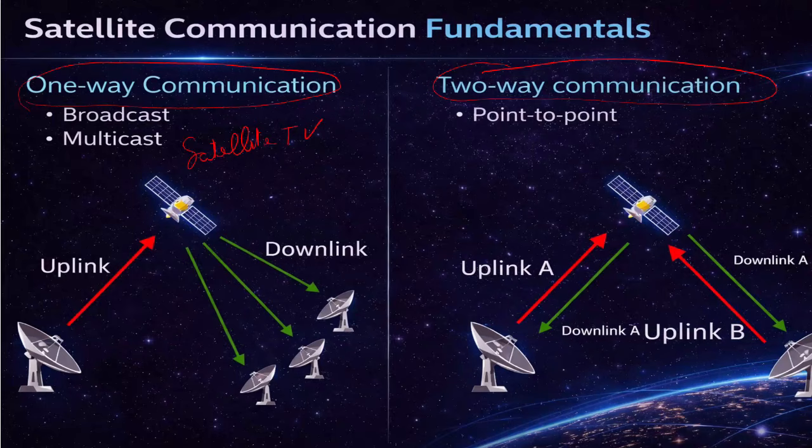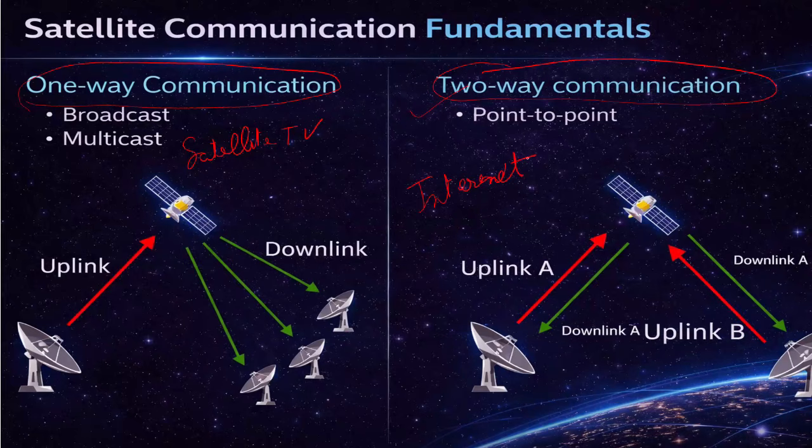Then you have this two-way communication. In this case, both stations can transmit and receive signals. One station sends an uplink to the satellite, and the satellite sends a downlink to the other station. And the same process happens in the reverse direction as well. A great example is internet connectivity. In case of internet, both sides exchange data continuously. So this creates a point-to-point communication link.